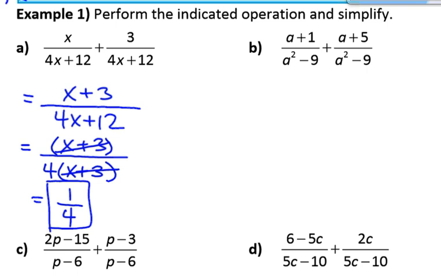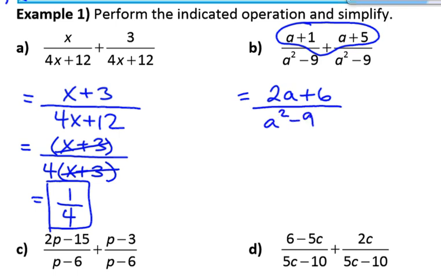All right, so in part B, notice that I have a plus 1 plus a plus 5. And notice the denominators are the same in part B, a squared minus 9. So what you're going to do is you're just going to add all the like terms. So we have a and a, which are alike, so we're going to now have 2a. Then we have 1 plus 5, and that will become 6. Then the denominator stays the same.